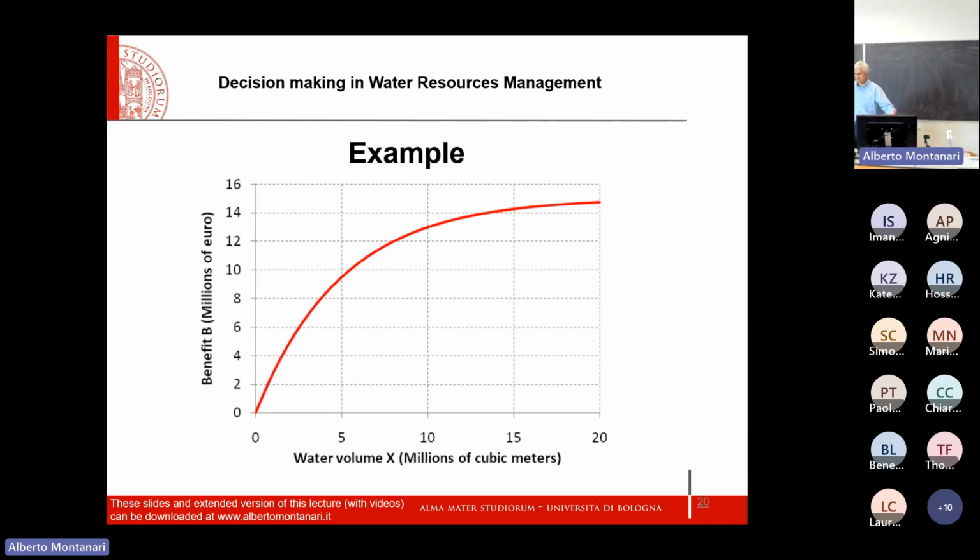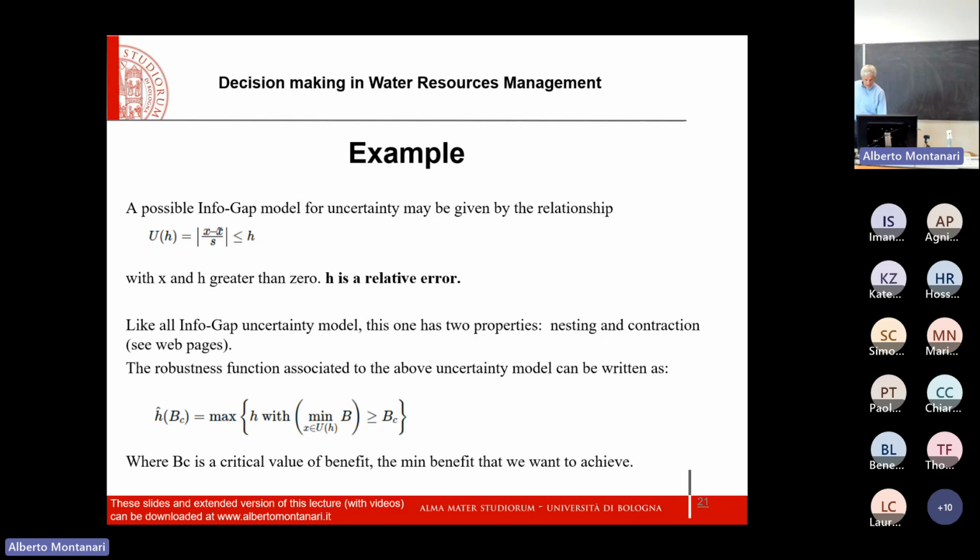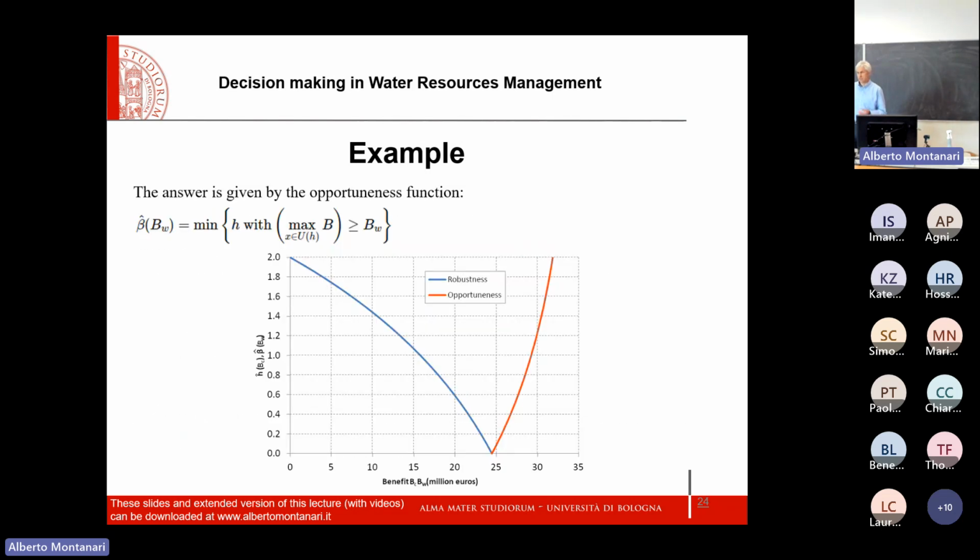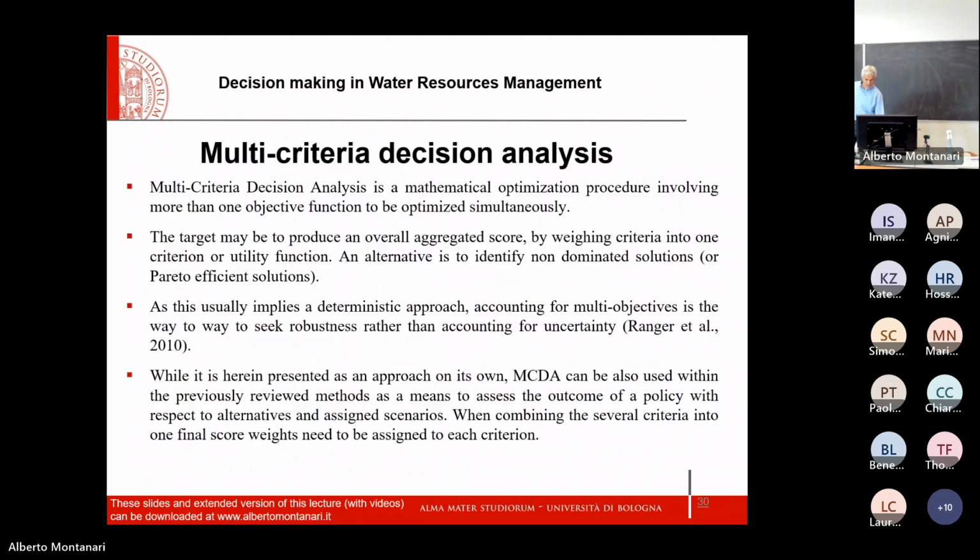And this criterion, this benefit function, was used to identify robustness and opportuneness here, and therefore it is used to take the decision. Now, in some cases, we need to use multiple criteria. It's not just one benefit function that drives our decision. So in some cases, we may have, for instance, as criteria, the maximization of the economic benefit plus minimization of the environmental impact measured in some way.